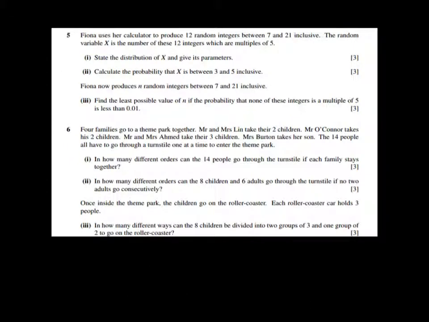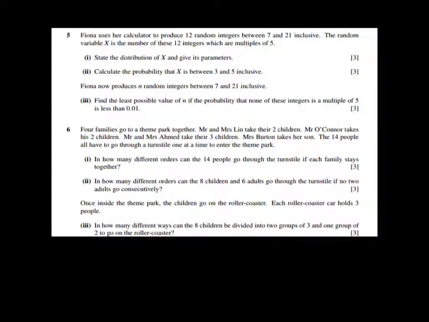Okay, and then question 5, she's producing these random integers between 7 and 21. And the random variable is the number of these integers which are multiples of 5. So you're looking at a binomial distribution here. First of all, you're going to think, what's the probability of an integer between 7 and 21 being a multiple of 5? So you go through and count up how many there are out of those numbers, and you get 20% of them are multiples of 5, and you've got 12 integers, so that's your n value.